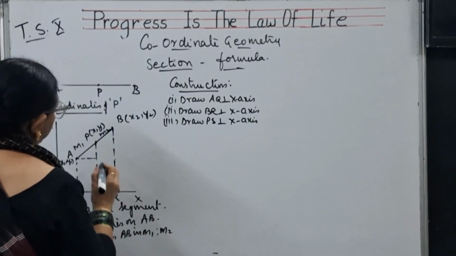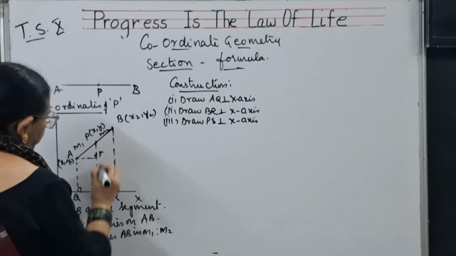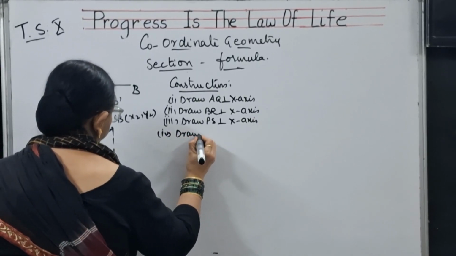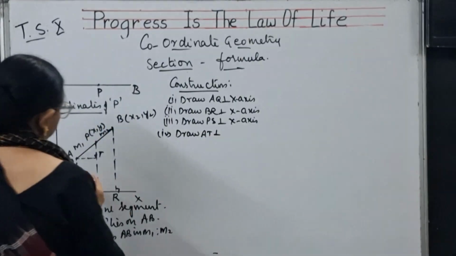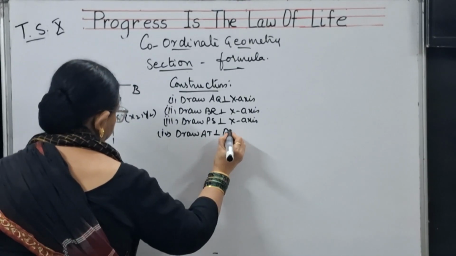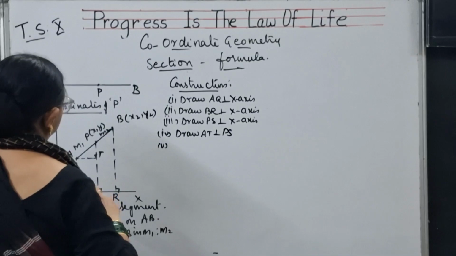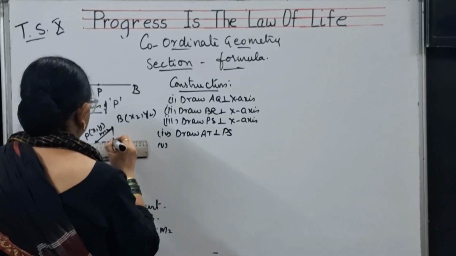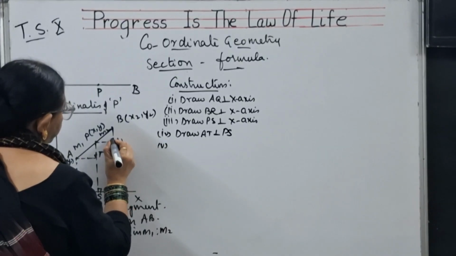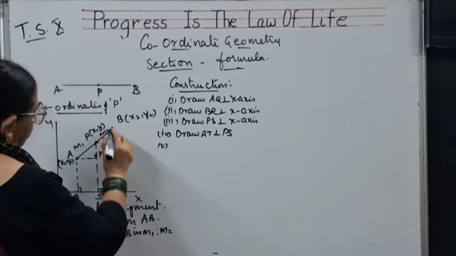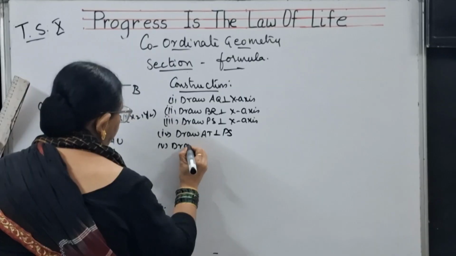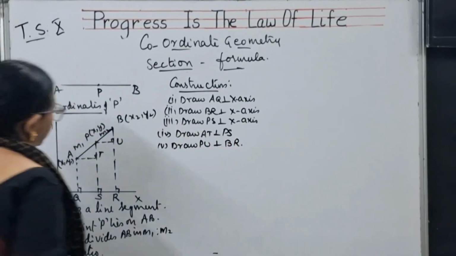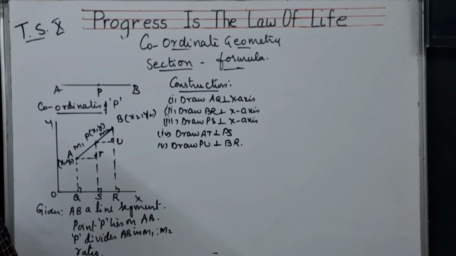Draw AT perpendicular to PS. And the fifth construction is to draw PU perpendicular to BR. These all are the constructions that you have to do.